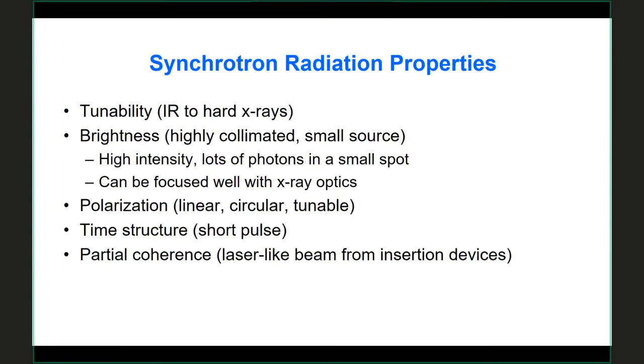The synchrotron radiation is very bright, which means the radiation is highly collimated. It's coming out in a small angle, and it comes from a small source. The source of the X-rays is the electron beam in the accelerator, and they have managed to make the electron beam in this accelerator very small. Highly collimated means there are lots of photons in a small spot. The fact that it's coming from a small source means you can also focus it very well with X-ray optics and put a lot of photons into a very small spot indeed. The radiation is polarized. The polarization can either be linear or circular or tunable.